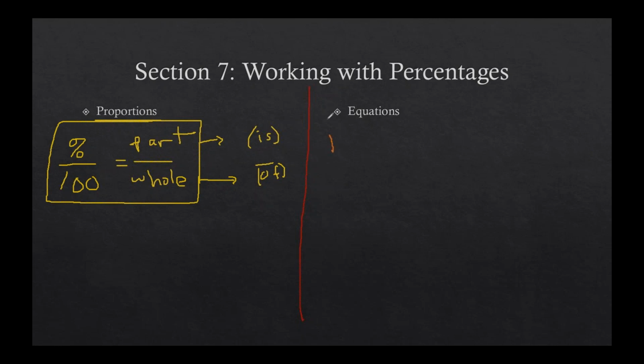So the things to remember with equations is that "is" means equals, "of" means to multiply, and if we have a percent, we have to change that to a decimal. The big difference between equations and proportions is that we never have to change percent to a decimal and vice versa when we're dealing with proportions. The fraction automatically takes care of that for us, whereas in the equation, we actually do have to do that math.